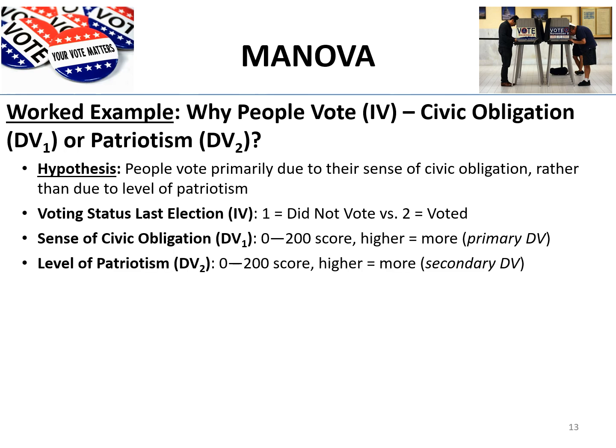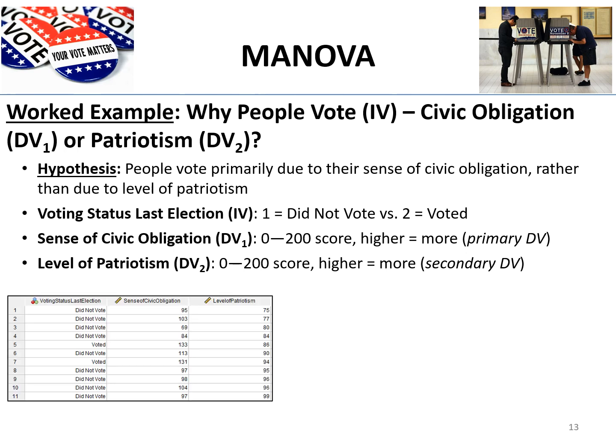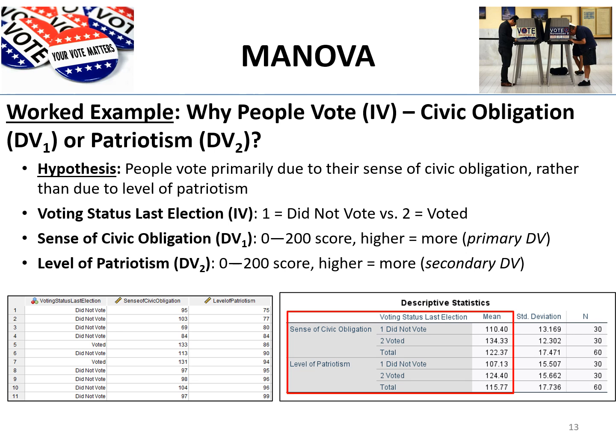The second dependent variable was also a questionnaire, of patriotism, where again higher values from 0 to 200 indicate having more patriotism, and this is our secondary DV. So there's the data setup. You've got one column for your independent variable, and then one column for each dependent variable.